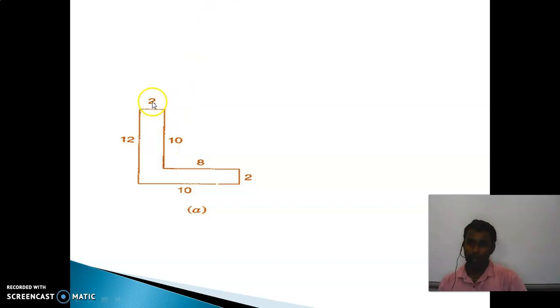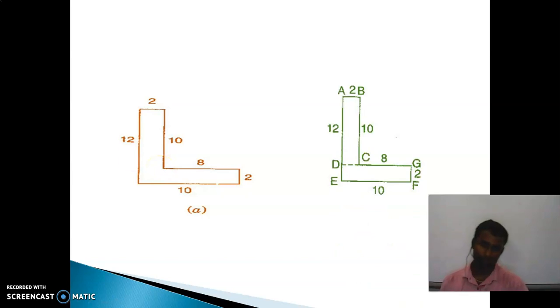This one is 2 cm. See here, I am splitting this figure. I am giving the letters A, B, C, here D and E, F, G. First I am going to split along this direction straight, the dotted line. If you split this shape, how many rectangles do you get? This one rectangle and this one rectangle, there are two rectangles possible. For the rectangles we have to find the area, right?